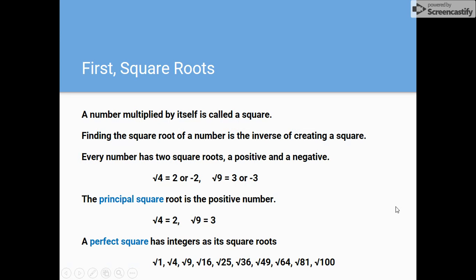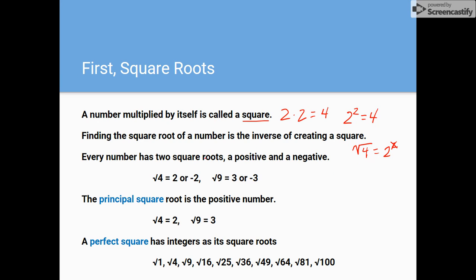So first, remember, we're going to talk about square roots. This is a refresher from 7th grade. A number multiplied by itself is called a square. So 2 times 2 equals 4. This is a square, and this can also be written as 2 squared equals 4. So finding the square root of a number is the inverse of creating a square. It's the opposite. So the square root of 4 equals whatever number times itself. So 2 times 2 is 4. So the square root of 4 is 2. And that shows you down here.